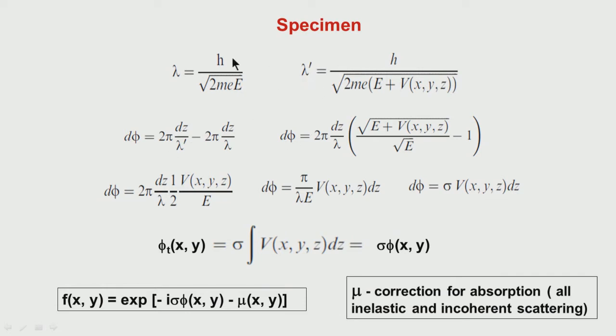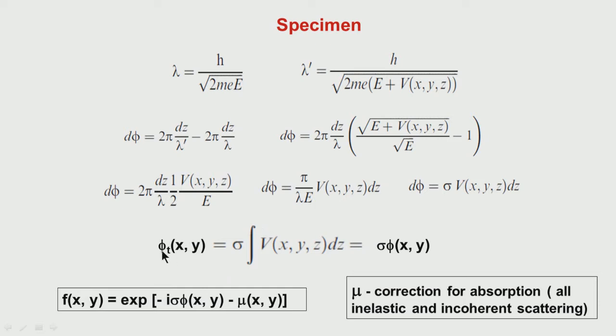And what is the phase difference between these two? It is 2 pi dz by lambda. When we work this out, finally the phase difference introduced turns out to be a formula of the type pi by lambda into E into V(x,y,z), where V is nothing but the potential at every point. And if we assume the sample is extremely thin, and this is going to be constant at a particular point, then we can write it as sigma into this factor.